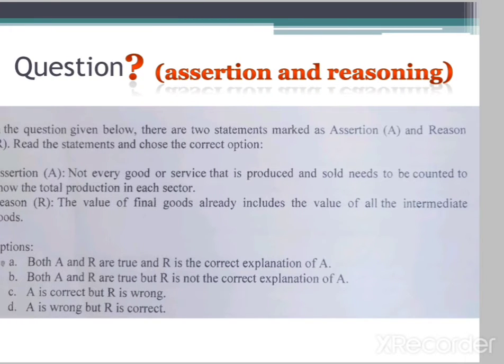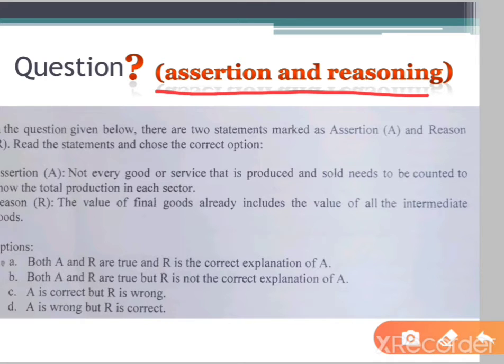Let's see another question that is asked again and again in the board exams. This is a different type of question, that is assertion and reasoning. In such questions, they give you a statement and also a reason for that statement. You have to check whether the reason is correctly explaining my assertion or not.